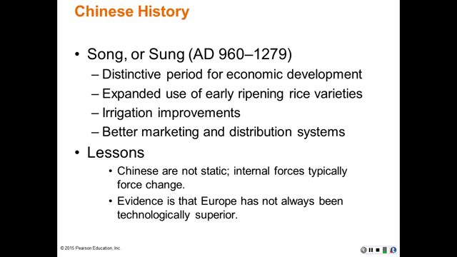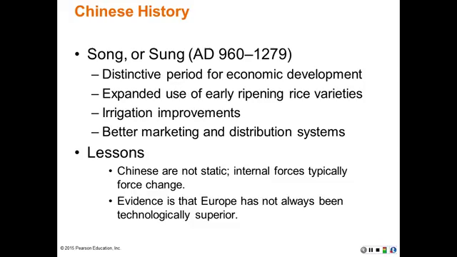The Song or Sung Dynasty from 960 AD to 1276 was a distinctive period for economic development. Here, technological experience helped expand the use of early ripening rice varieties, extending the growing season and expanding production. There were improvements in irrigation techniques, and there were better marketing and distribution systems put into place.